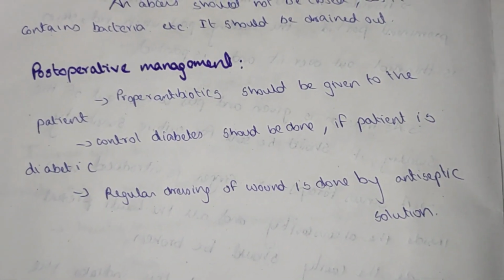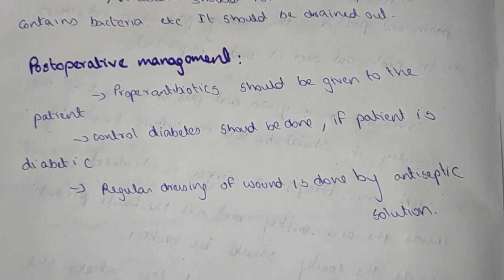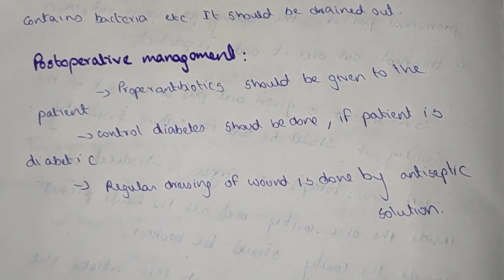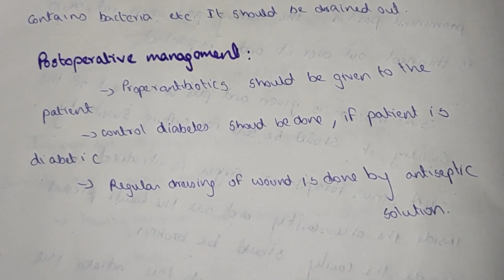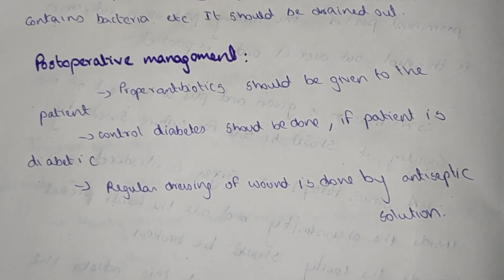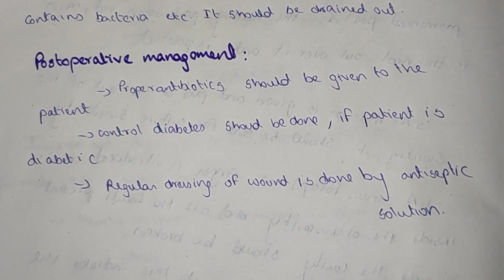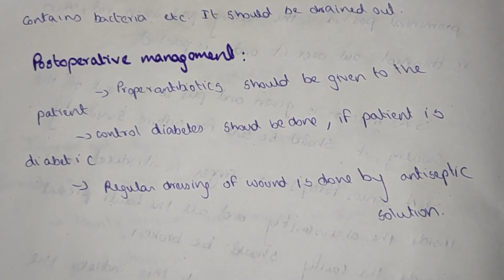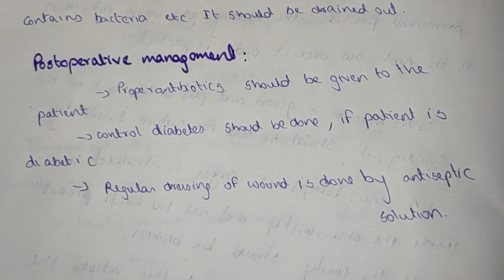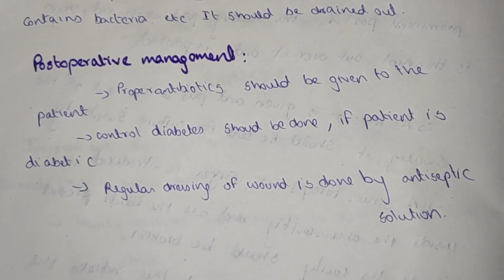Post-operative management. After incision and drainage, proper antibiotics should be given to the patient. Diabetes should be controlled if the patient is diabetic. Regular dressing of the wound is done with antiseptic solution. These are the post-operative management steps of incision and drainage.